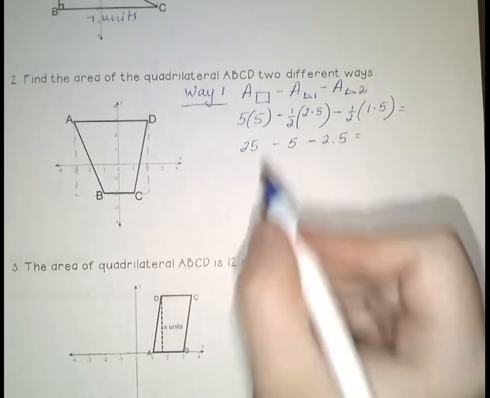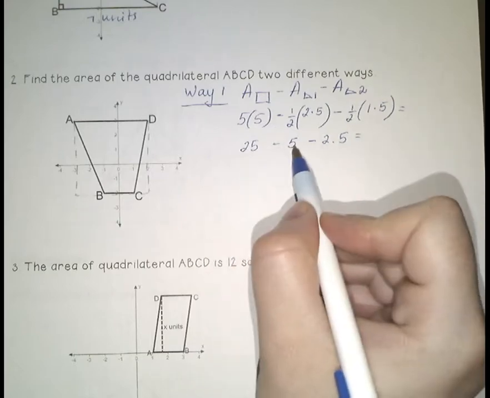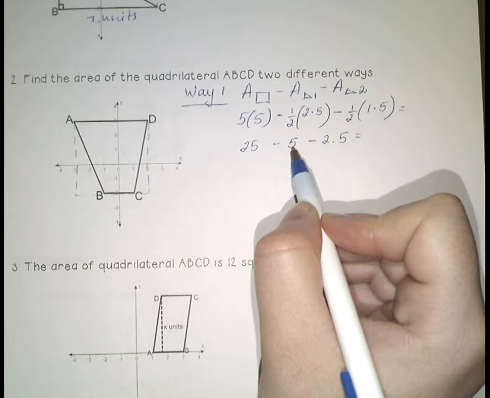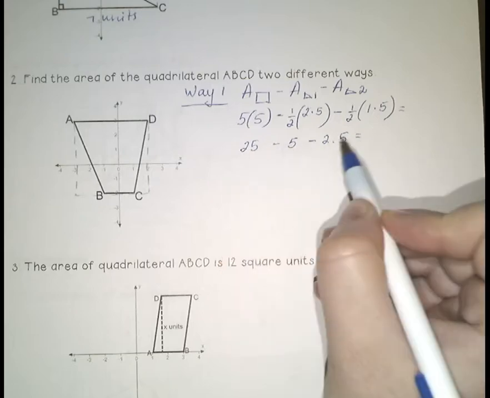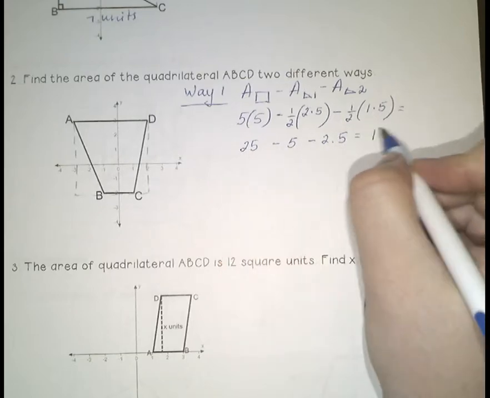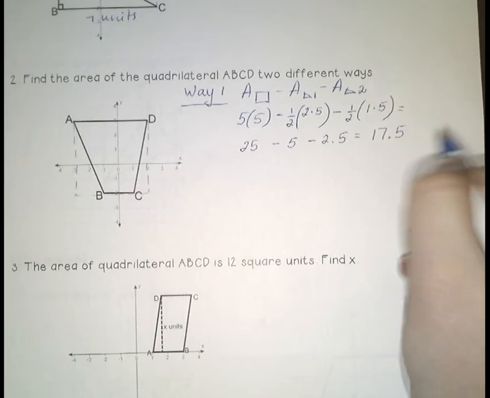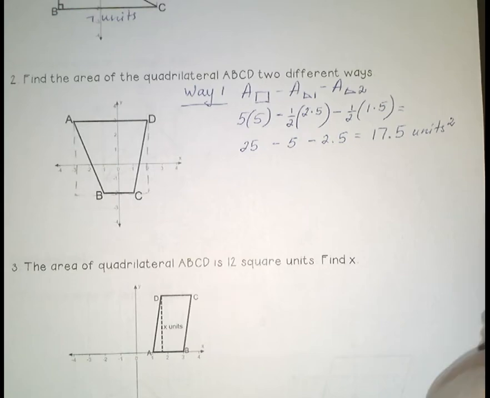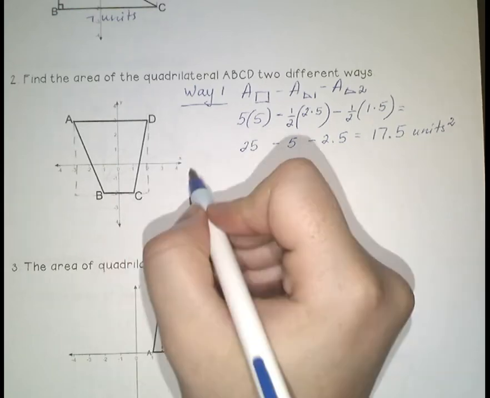Okay, when I do that, 25 minus 5 or plus -5 is 20. And 20 minus 2.5 is 17.5 units squared. Okay. Way 2.